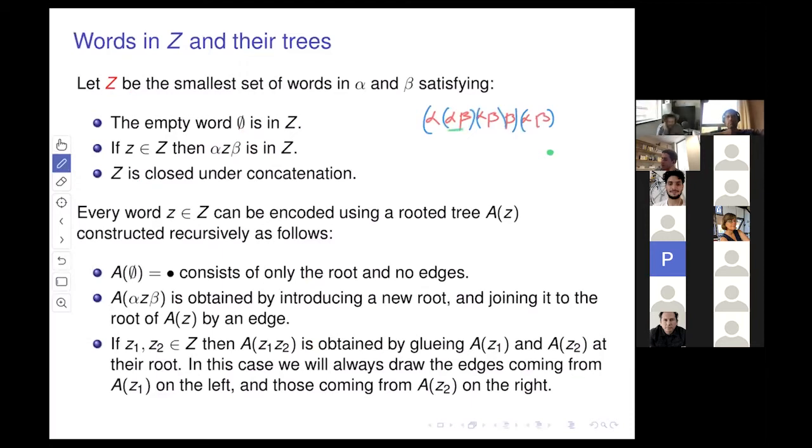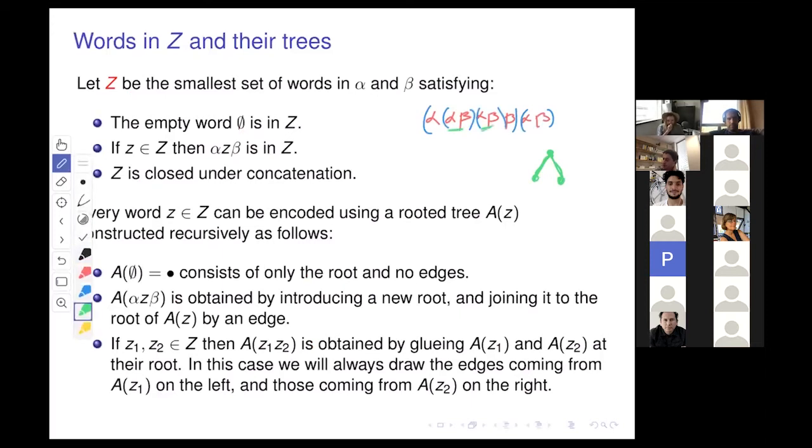Whenever I introduce a pair alpha beta, that corresponds to a new edge in the tree. And so whenever I have consecutive alpha betas, for instance, then what I'm doing is I'm joining the corresponding edges to a vertex. So this would be this guy.